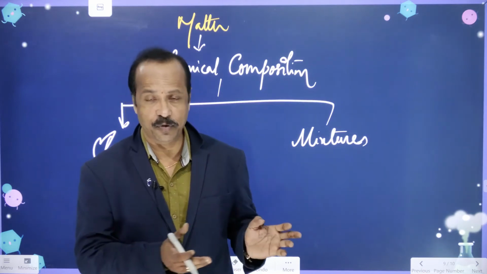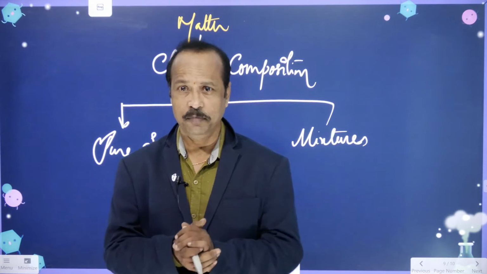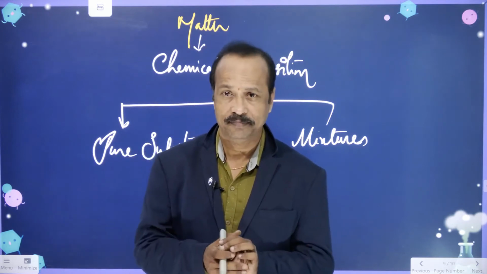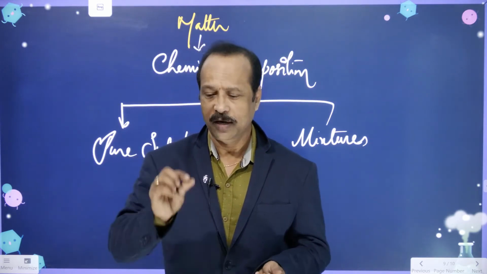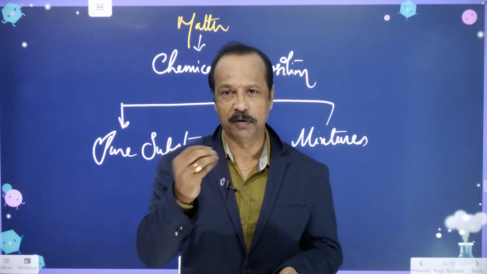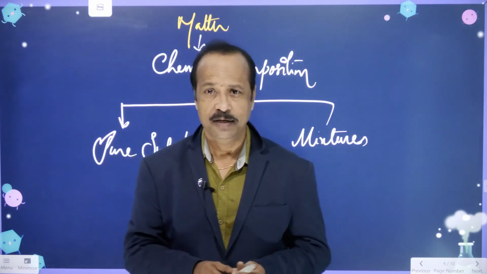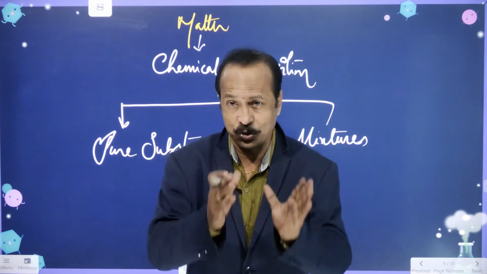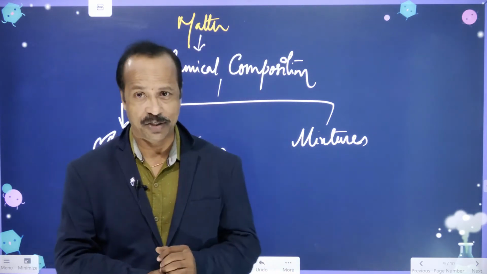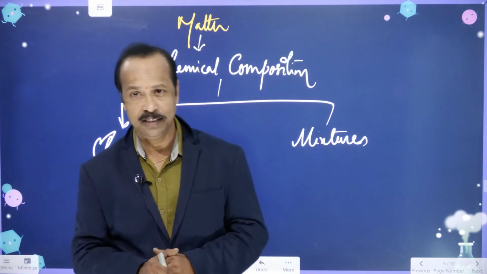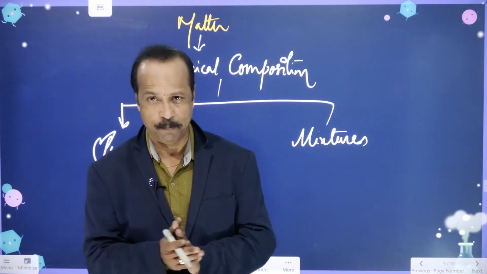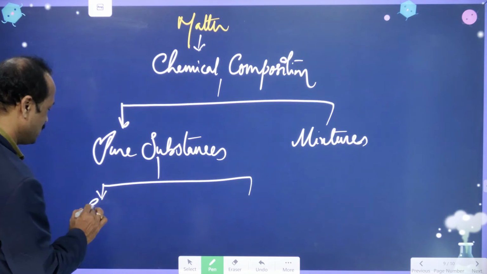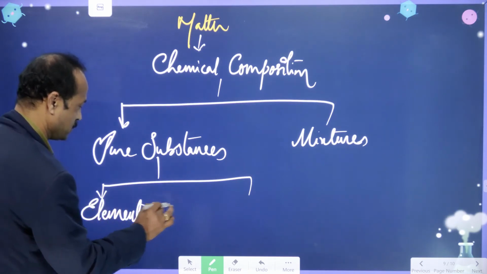For example, if you go to a sweet shop and ask for a mixture, what will be there? So many things: bundi, chakodi, palis, and so on. It is made up of different things, and there is no particular ratio among them. So they are called mixtures, and those made up of only one kind of substance are called pure substances. Now, pure substances are again classified into elements and compounds.